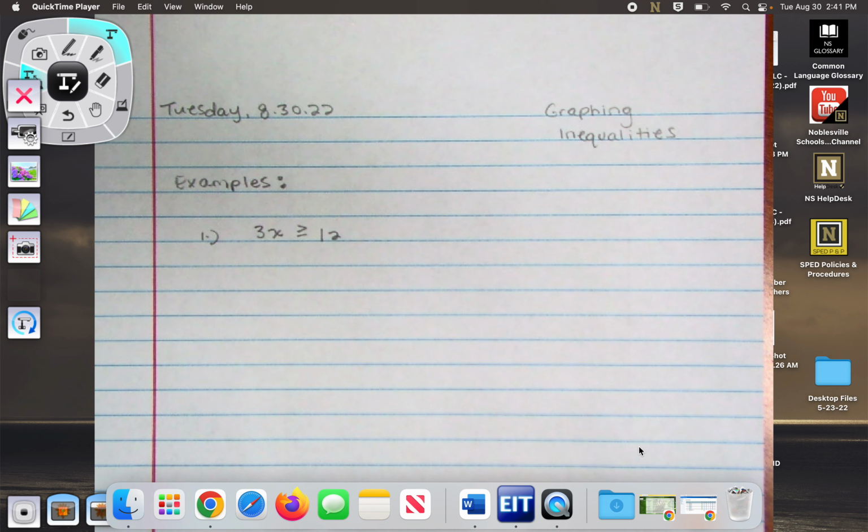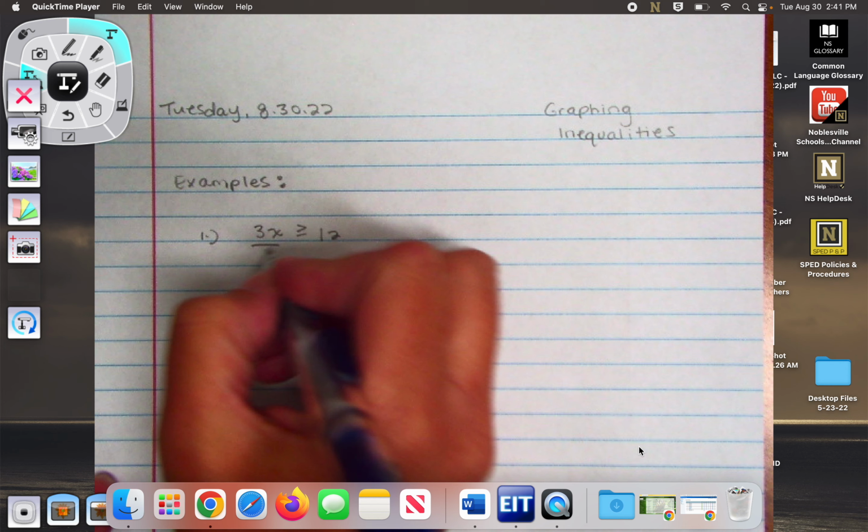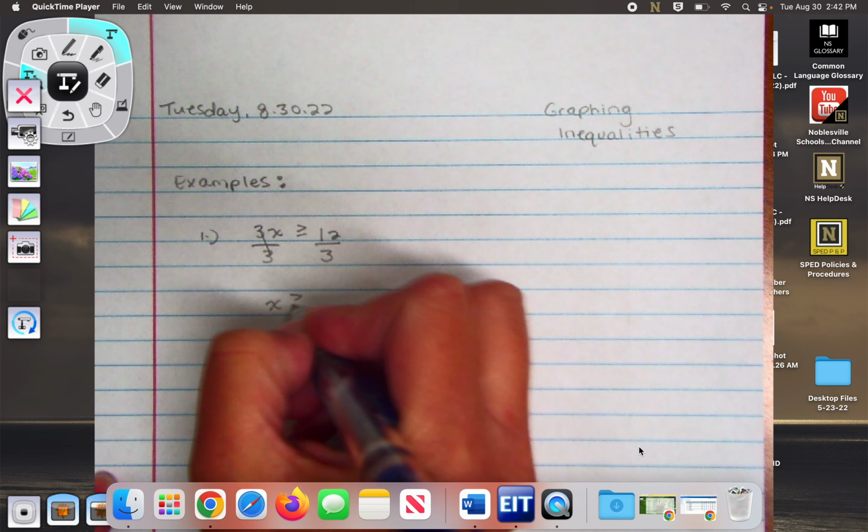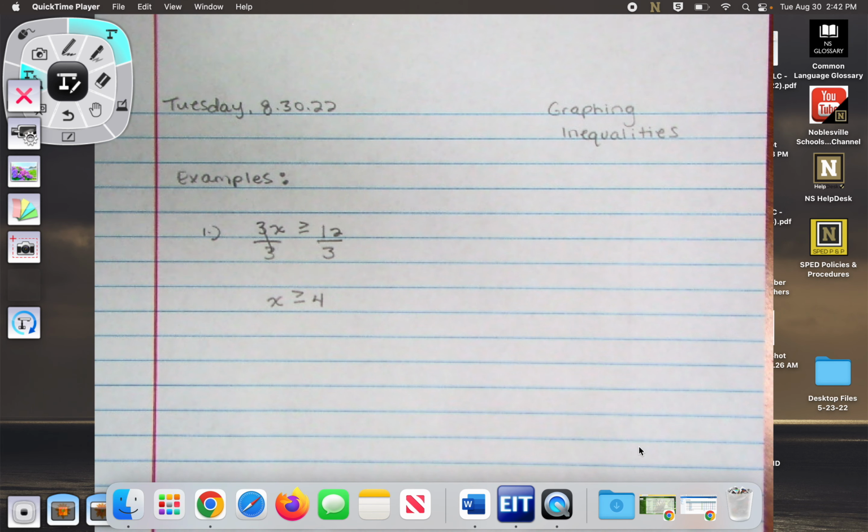So I am going to divide by 3 on both sides, just like if it was an equation. So I'm left with x is greater than or equal to 4. Right? So what could x be? Somebody give me an example of what x could be in this situation.